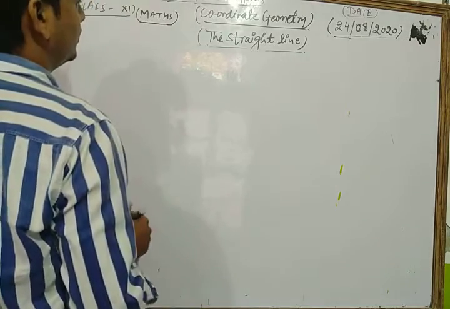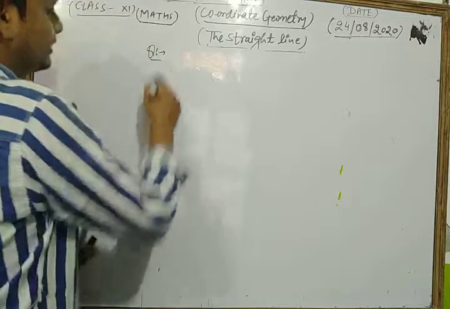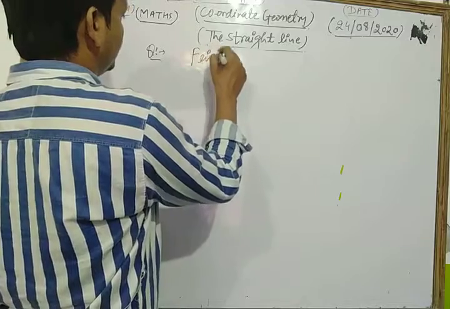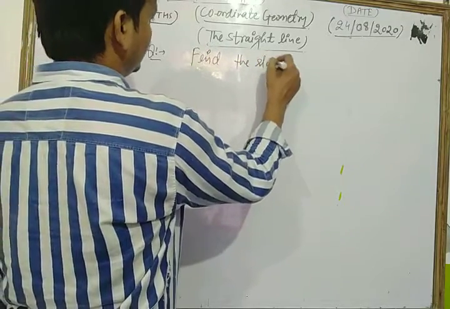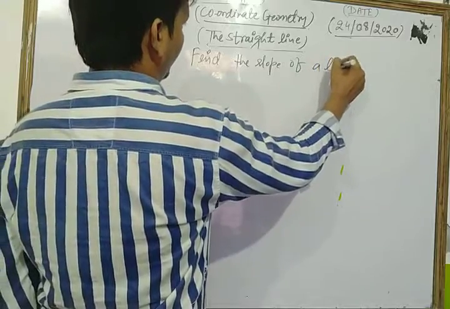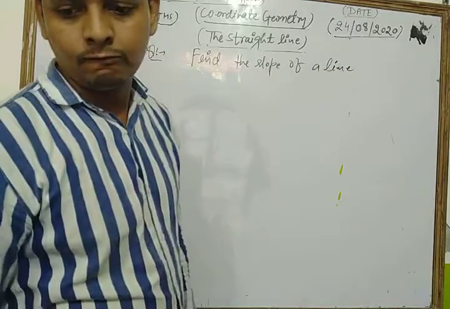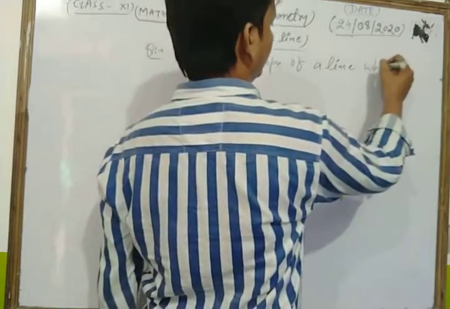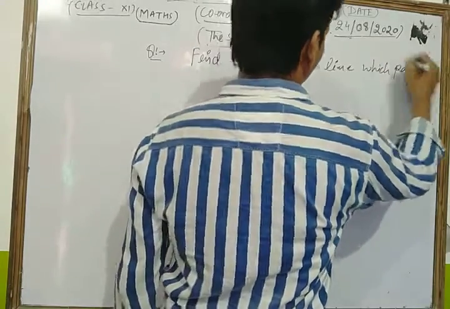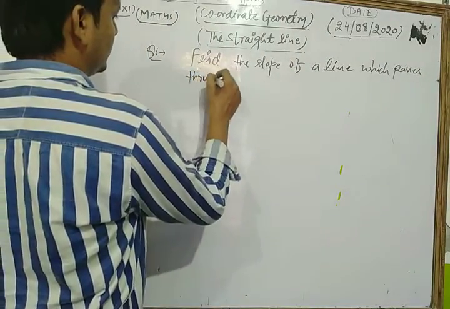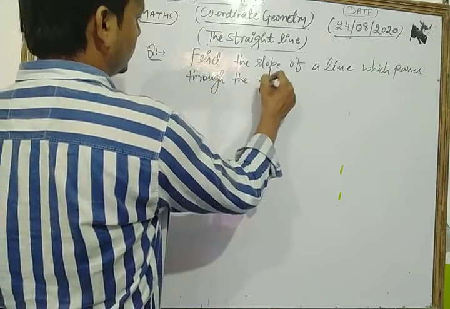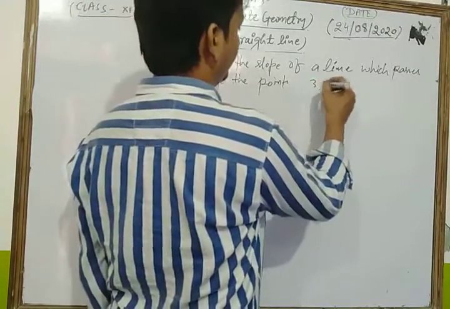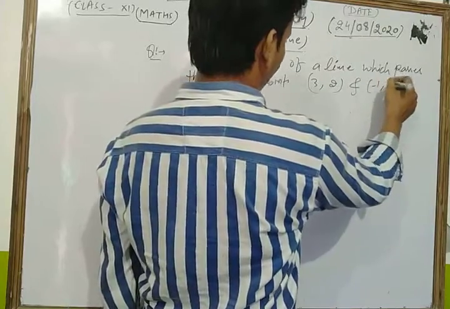Now we take a question. Dear students, your question is: find the slope of a line which passes through the points 3, 2 and minus 1, 5.